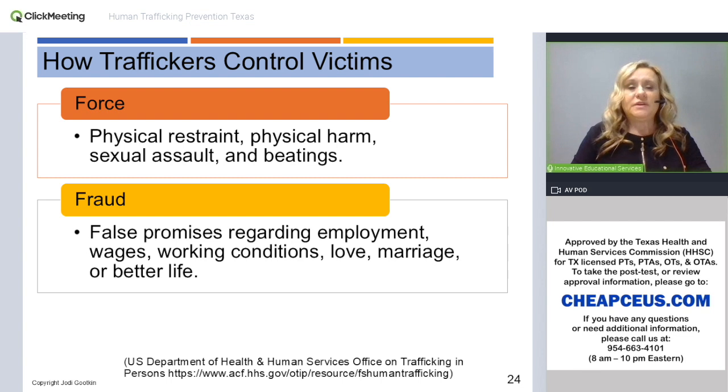Individuals who end up in a trafficking situation are controlled by their traffickers in several different ways. Force is the first one, where they are exerting some type of control through a physical means, abuse, creating drug dependency, just isolating the individual and causing physical harm. Fraud are those false promises that were used to lure the individual in, that they are trying to encourage them into the situation under false pretenses, whether it's financial, emotional, or psychological.